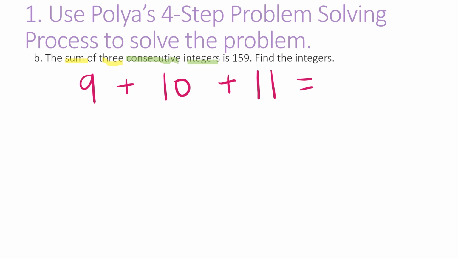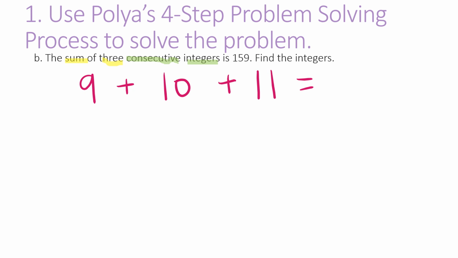All right, so 3 consecutive integers, that's just going to be 3 numbers that are one after the other. 9, 10, 11, 1, 2, 3, 100, 101, 102. Right, and we know that these 3 integers add to 159. All right, so we're supposed to find the integers.